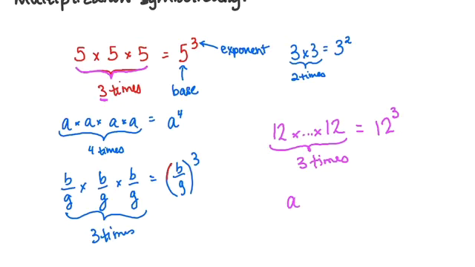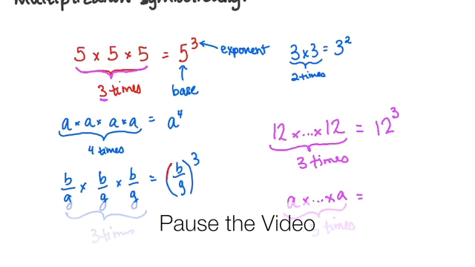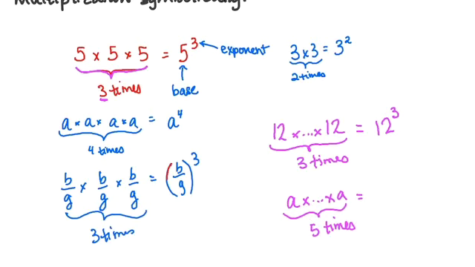So what if you had something like a, and you saw that it was multiplied 5 times? How would you write that in exponential notation? Go ahead and pause the video and give it a try. Welcome back. So when we have a multiplied by itself 5 times, as indicated right underneath the expression, then we know that this is nothing more than a to the 5th power.